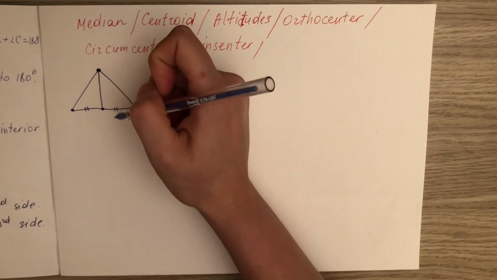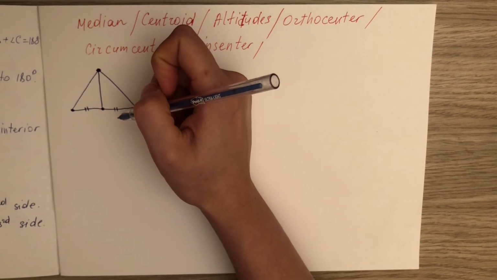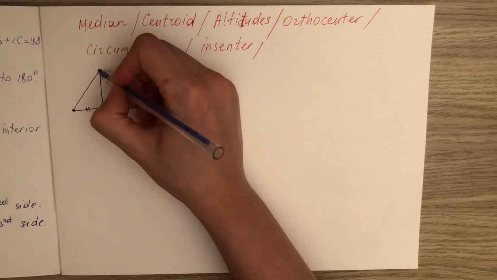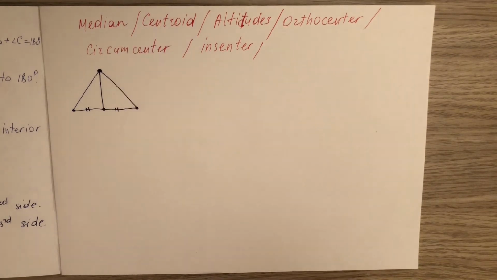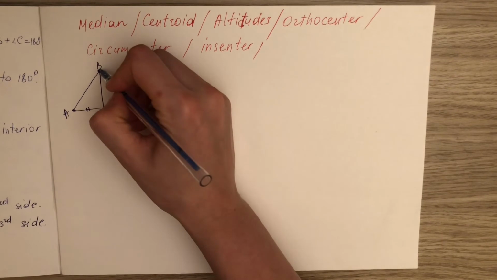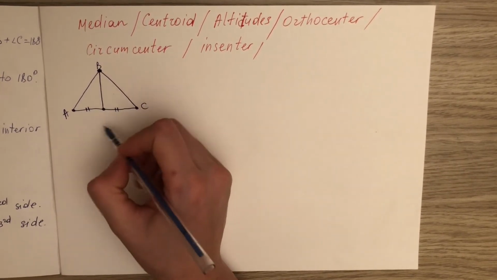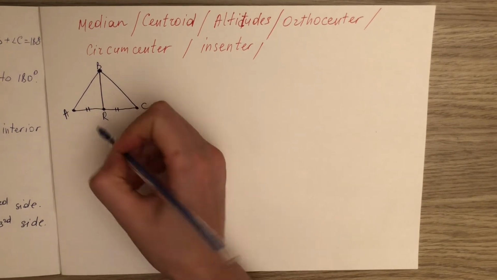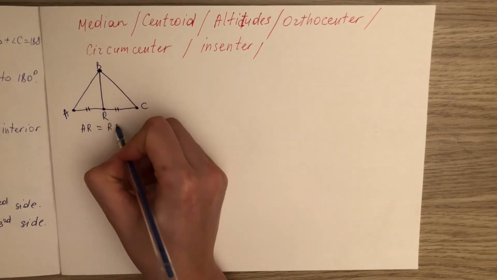A line segment which connects a vertex of a triangle, this is vertex of a triangle, to the midpoint of the opposite side, okay? A, B, C. This is vertex and this is the opposite side, okay? Let it be R. So AR is equal to RC.